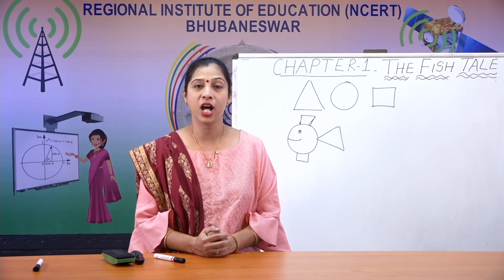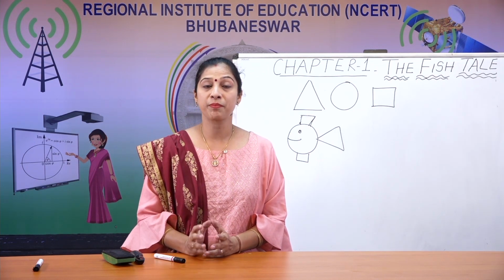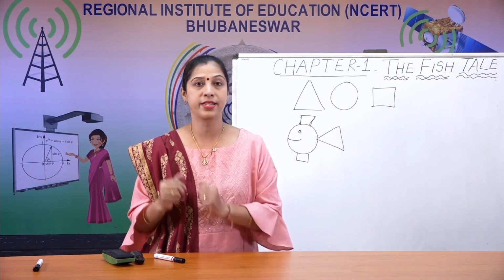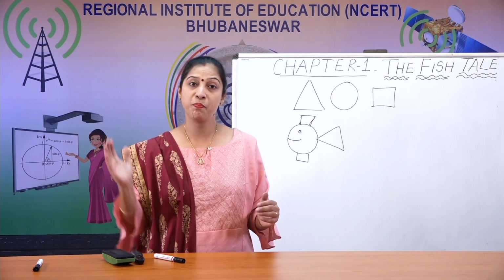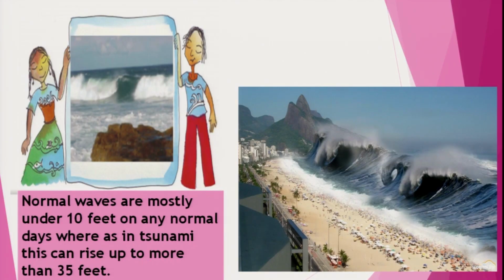But when there is a tsunami, have you ever heard of this word, tsunami? Tsunami is something that happens when there is an earthquake under the sea. So at that time what happens? Big waves come and they create a lot of destruction near the shore. They can rise up to 35 feet. Now you must have heard there was a big tsunami in 2004 in India. Many states like Andaman Nicobar, Tamil Nadu, then Pondicherry, were very badly affected by that tsunami.